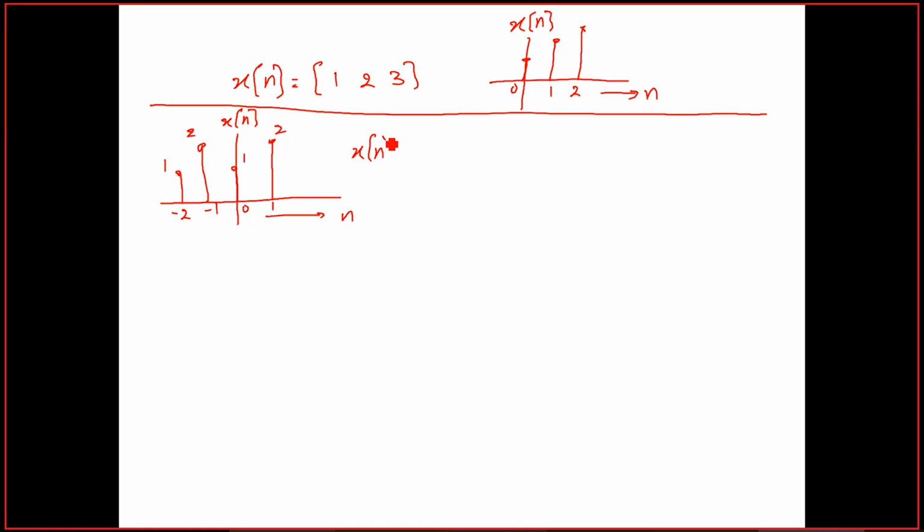If we write our x of n as just 1, 2, 1, 2, this creates confusion, because this tends to show that the first value is for n equal to 0, but we know that this first value occurs at n equal to minus 2. Now how do we actually specify this? One method is that we draw a table and write it like this: x of n, and here we have n, and we have 1, 2, 1, 2, with the indexing shown.